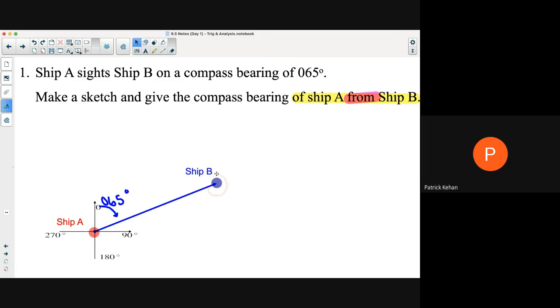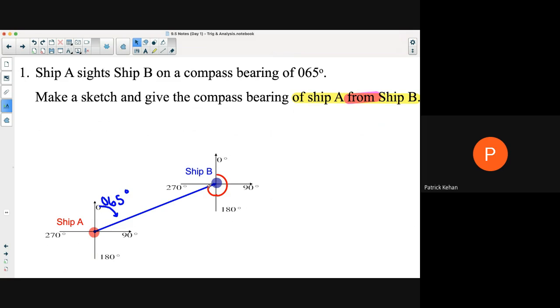And again, I like to give myself a north, south, east, west line. And ultimately, to answer this question, we're looking for this red bearing measurement, starting at the north line, rotating all the way around to here. Okay. There's several ways to do it.